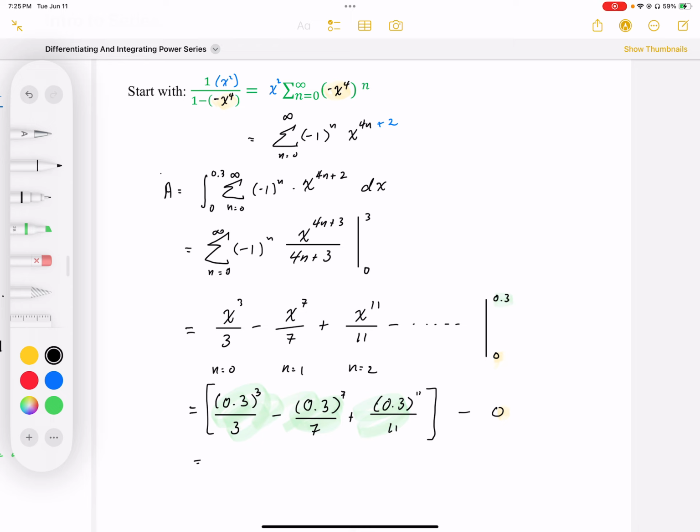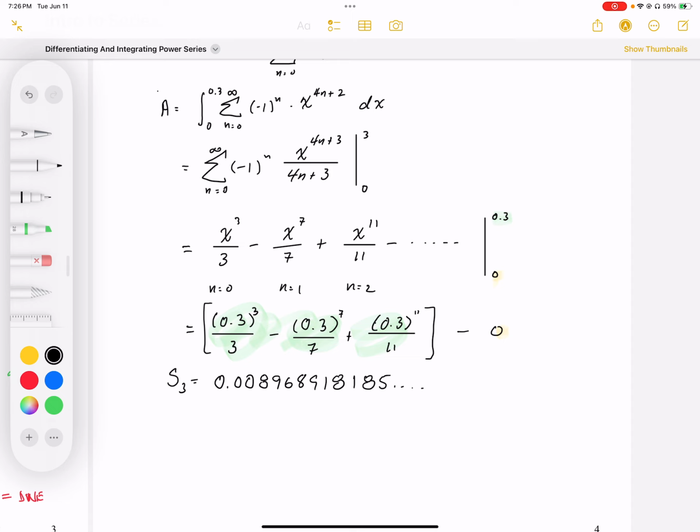So summing that all up, my area is approximately, my partial sum of the first three terms works out to be 0.008968918. Now you don't have to really give me this many decimals, but I just want to give the decimals here to indicate how close it is to the actual sum. So that's my sum of those first three terms of the series.